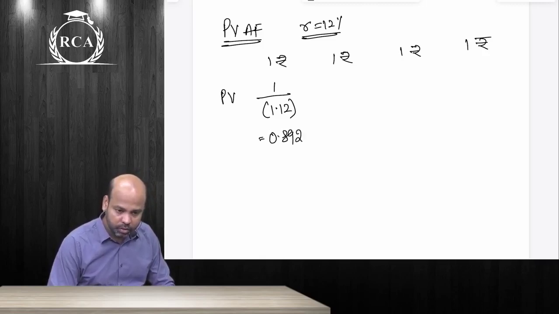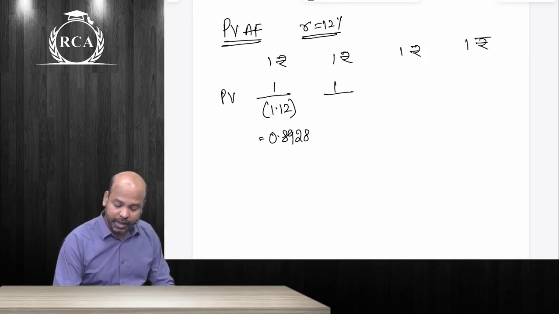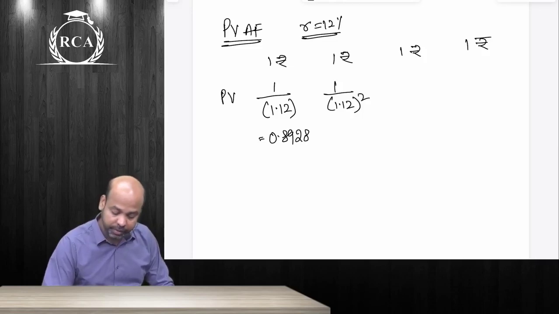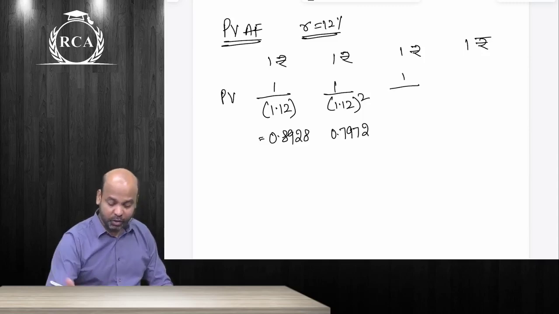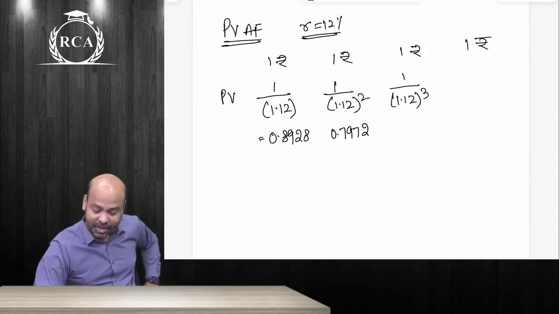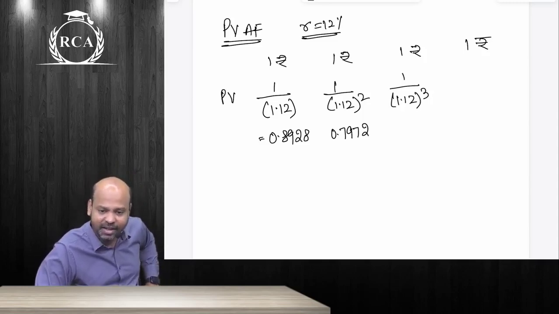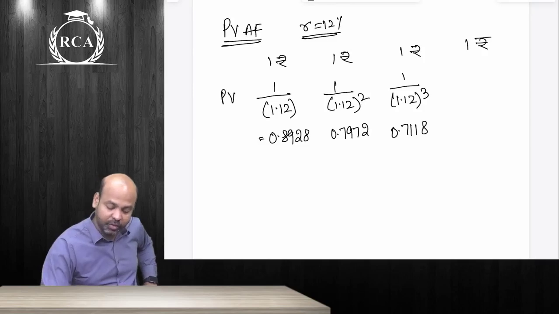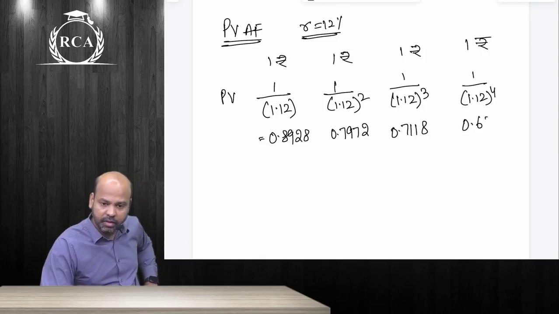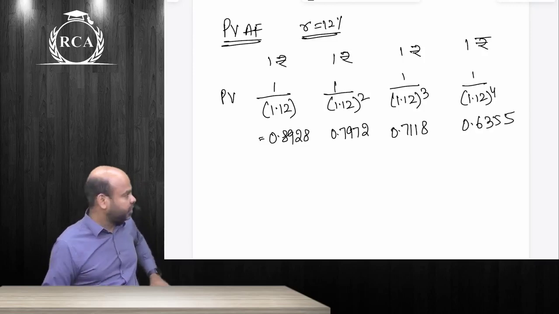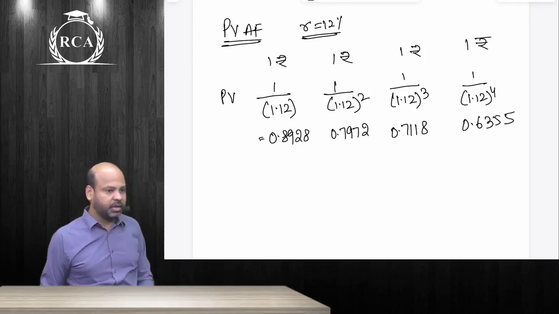0.892. If you press equal to again, you will get the present value for the second year. How much will that be? 0.797. Next, press equal to again. 0.7118. Press equal to again. 0.6355. So you got the first year factor, second year factor, third year factor and fourth year factor.